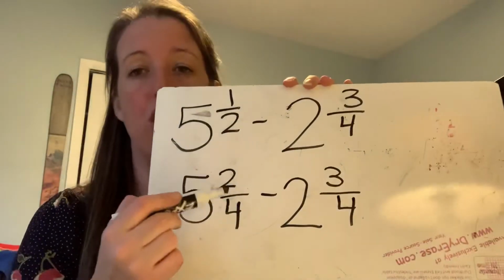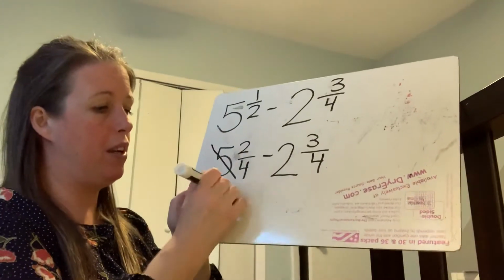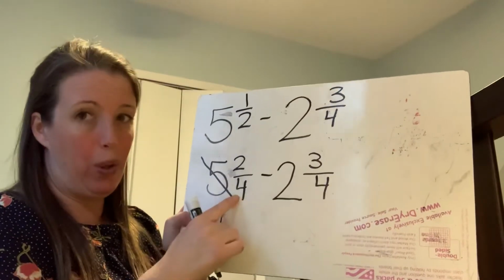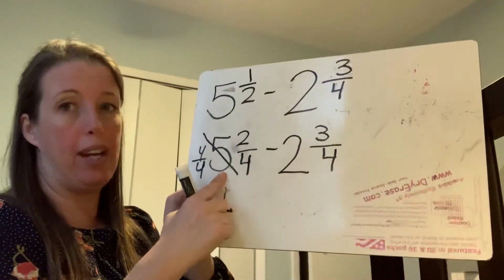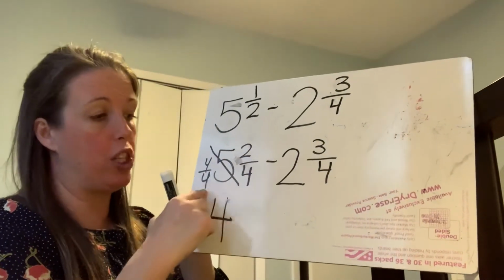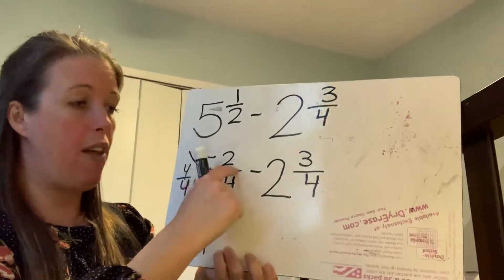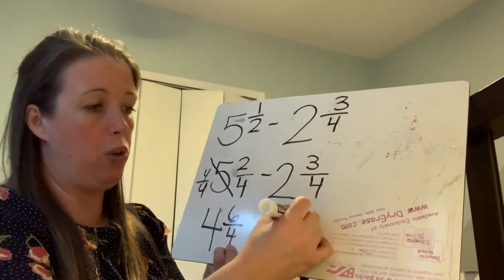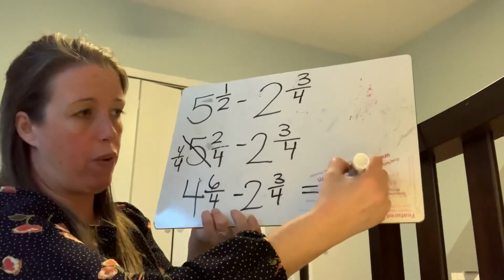Now, if I have 2/4, I can't take away 3/4. So I'm going to rename it. I'm going to take the whole away from here, and I'm going to add a whole to the 2/4 I already had. 1 whole would be 4/4, right? The 5, if I took the whole away, and I'm not actually taking it away, but I'm changing it into 4/4. Now, take my 4/4, add it to the 2/4 I already had, and now I have 4 and 6/4. Take away 2 and 3/4. 6/4 minus 3/4 is 3/4.